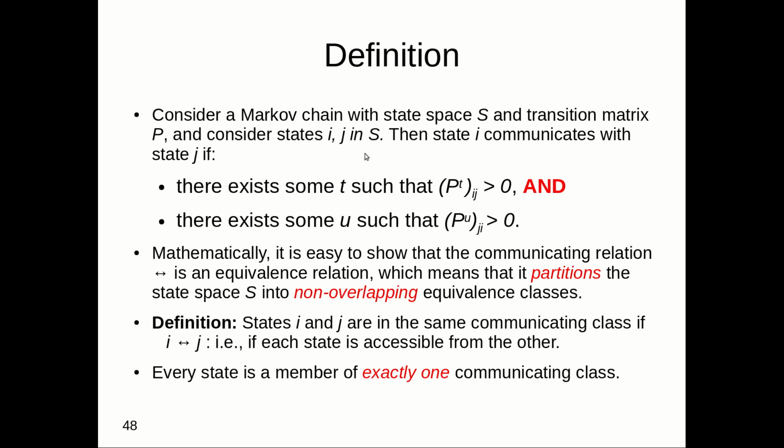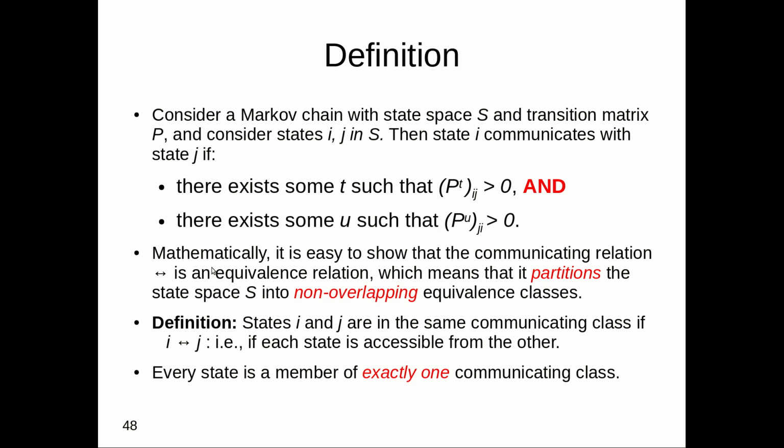So here's a more formal definition. Consider a Markov chain with a state space S and a transition matrix P, and consider two states i and j in S. Then we say that state i communicates with state j if there exists some t such that the probability of going from i to j after t steps is larger than 0, and there exists some u, so some number of steps, such that the probability of going from j back to i after u time steps is also larger than 0.